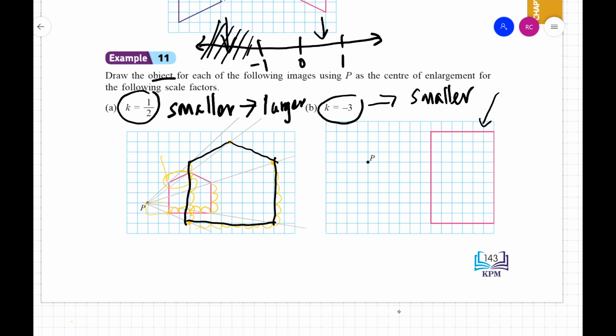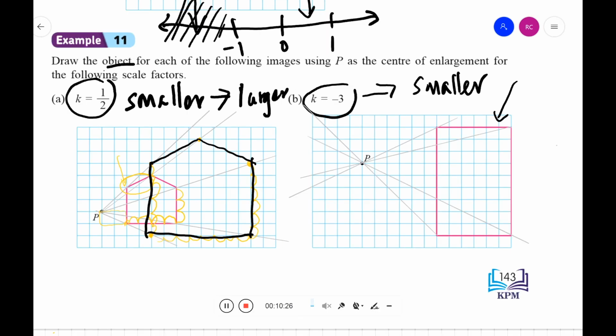Now we look at the other one for B. Same thing, I'm going to draw the line first. You give me some time, so I'll come back to you later on. Okay, I'm done with it. So we just continue to draw the object.